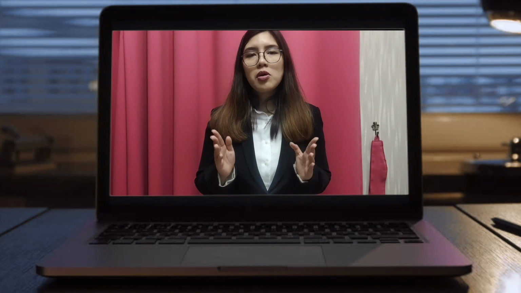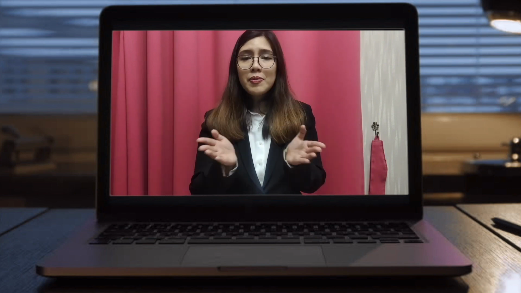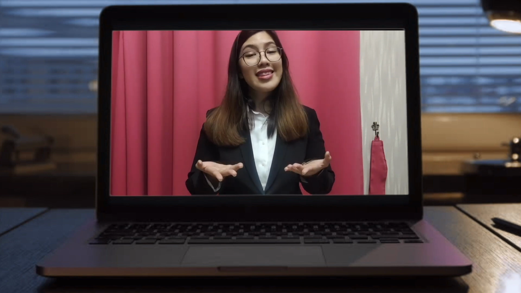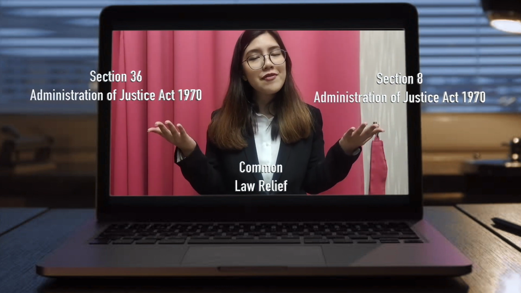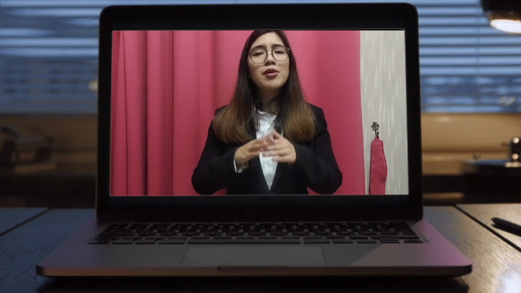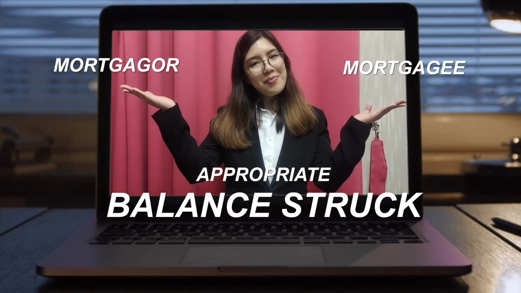Originally, only the mortgagees whose mortgagor defaults on payment under the mortgage would be protected under the absolute and immediate right to possession. Now, with Section 36 and Section 8 in place, along with common law relief, this certainly offers adequate protection for the mortgagor as well. Hence, there is arguably an appropriate balance struck between protecting both the mortgagor and the mortgagee.